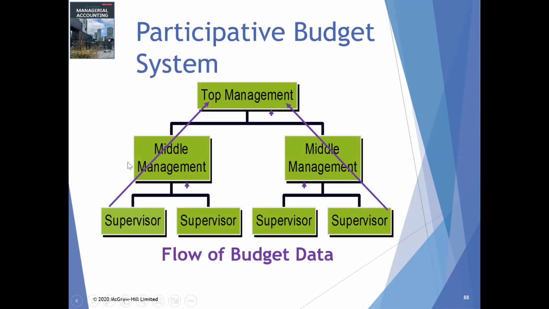Now we know that a total participative budget system will have the top level management, the middle level management, and then the supervisors that we have. So all are working together, having a proper flow of information and the flow of budget data.